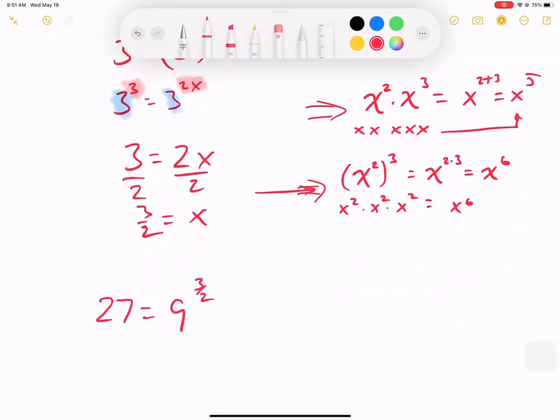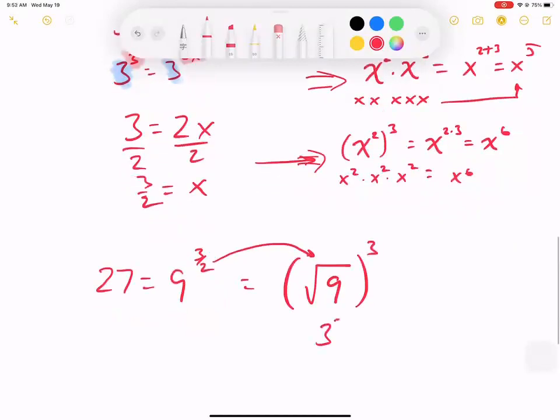Now, we have to rewrite this to make sure we're correct. Whenever I have a fraction, that's a radical. So this can be rewritten as a radical of 9 cubed. Is that okay? You guys see how the fraction is really a radical? If you remember that from before? Hopefully you do. What's the square root of 9? The square root of 9 is 3. And 3 cubed is 27. So 3 over 2 is that exact answer that we wanted.